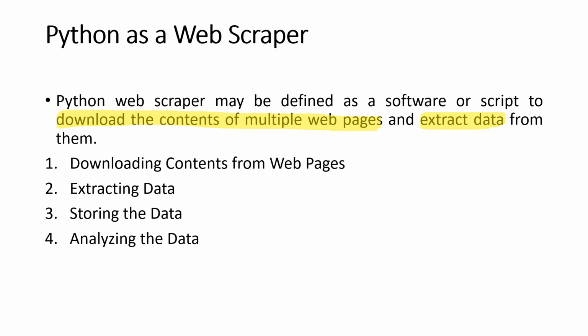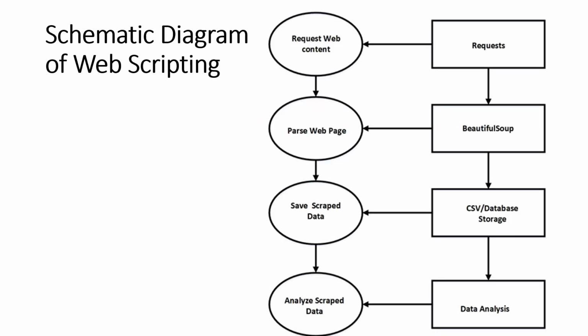Python is playing a very critical role in web scraping. The web scraper tool of Python can be stated as a script for downloading content of a web page and extracting data from the downloaded content. This web scraper provides downloading tools, extracting data, that is parsing tools, storing the parse tree in a storage medium, and finally data analysis using AI, machine learning and other statistical tools.